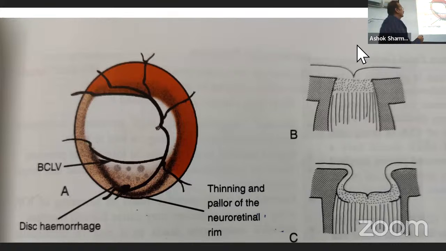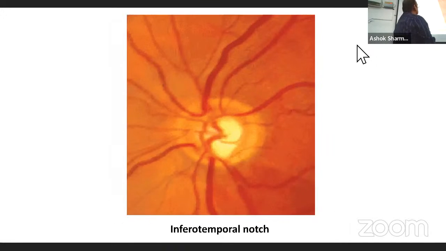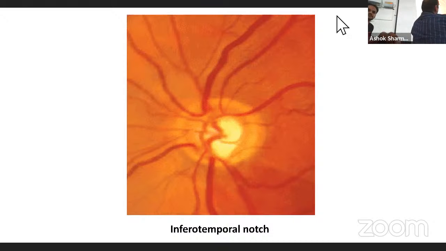Here, this is the cup, and now it is quite big. What is the percentage of this? It's around 0.7, or more than that. There is bearing of circumlinear vessels. There is no support behind this. These are the lamina fibrosa, the dots. There is thinning and pallor. So now there is an inferior temporal notch. This is the neuroretinal rim. It is the same here. There is a notch. Looking at this, you can make out that there is something fishy.